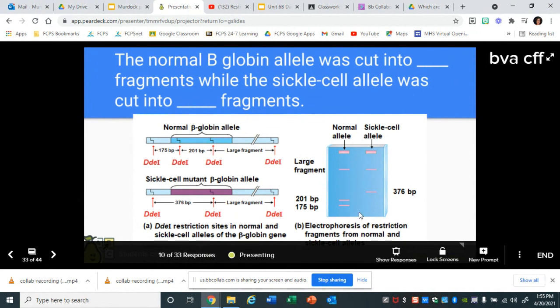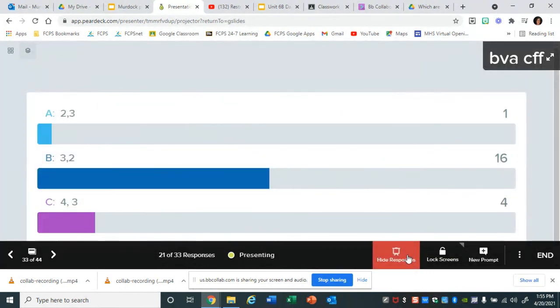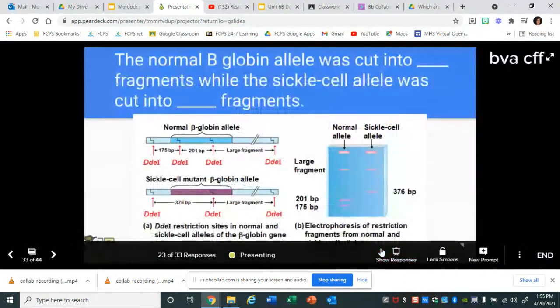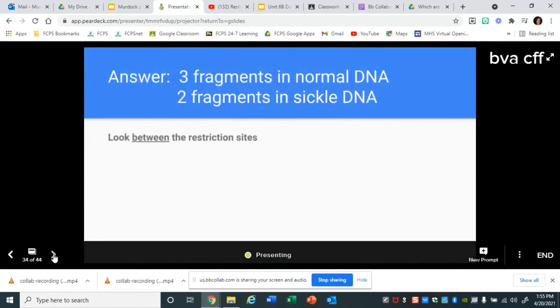Just use the patterns here. Excluding the holes at the top. The wells at the top are not part of the pattern. So here's normal, here's sickle cell. So the normal one is 3 and the abnormal one is 2. So it's 3 and 2.